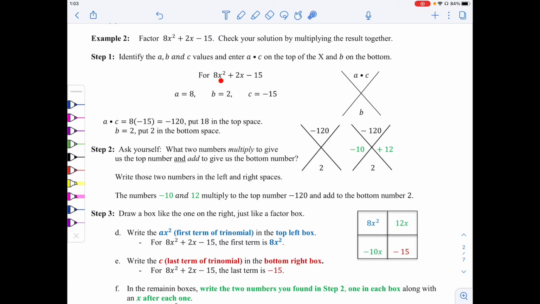Okay, this one. So we have 8x squared plus 2x minus 15. So we got our A is 8, our B is 2, C is negative 15. AC on the top, so that's 8 times negative 15 goes on the top, and that gives us negative 120. Our B on the bottom, that gives us 2. Our factors of negative 120 that add to 2 are negative 10 and 12, because negative 10 times 12 equals negative 120, and negative 10 plus 12 equals 2.